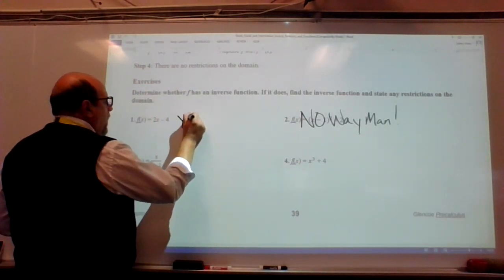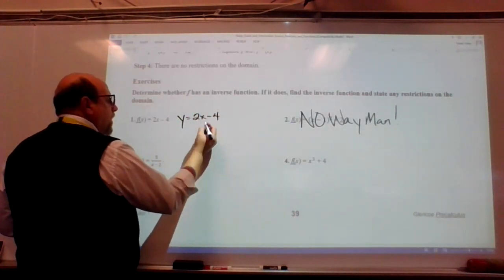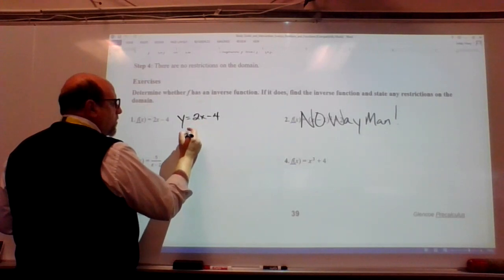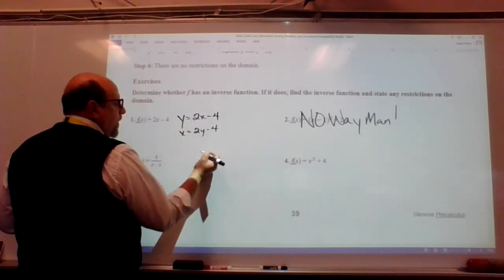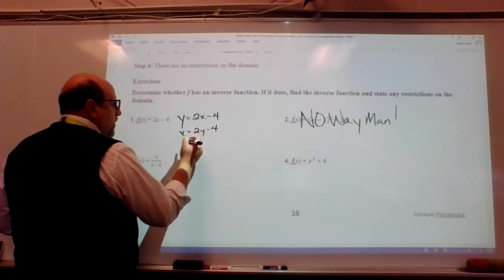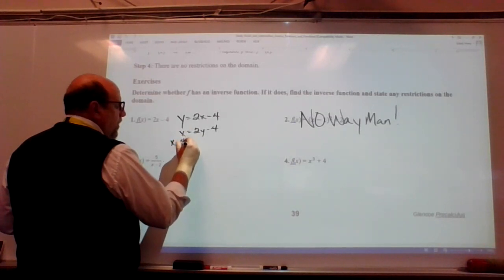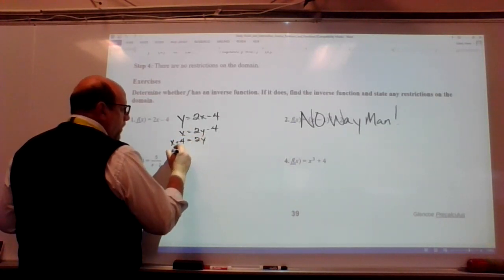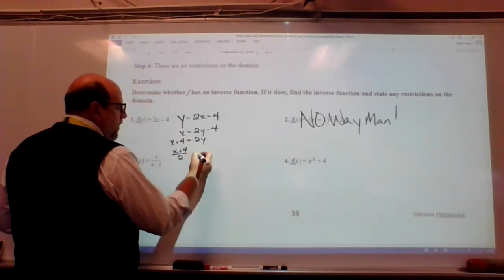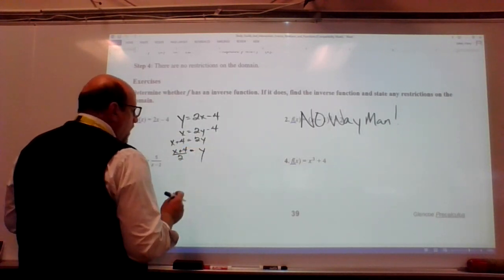So we now say y equals 2x minus 4. Okay, here we go. Let's make it x equals 2y minus 4. Okay, let's add 4 to both sides. x plus 4 equals 2y, and let's divide by 2. x plus 4 divided by 2 equals y. There it is.